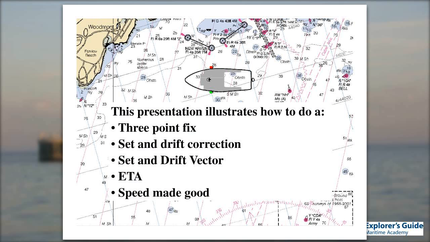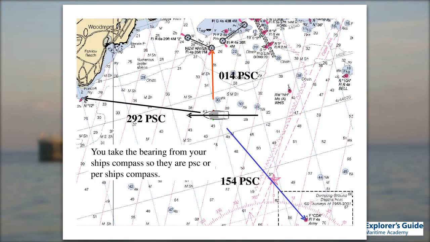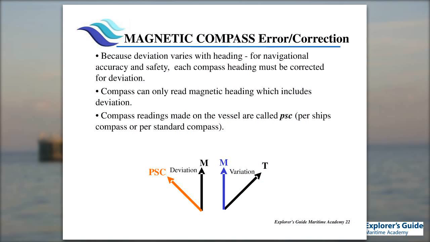Let's talk about some various location finders. Basically, 3-point fixes, set and drift, etc. Here's a classic situation. We have a ship's heading of 271 per ship's compass. Why is that important? Our deviation comes off the ship's heading, not the bearings. It's another one of those major errors people make. So we've taken our 3-point fix, and we're going to have to convert it from per ship's compass to true. You cannot plot PSC, you can only plot true, so we have to convert it.